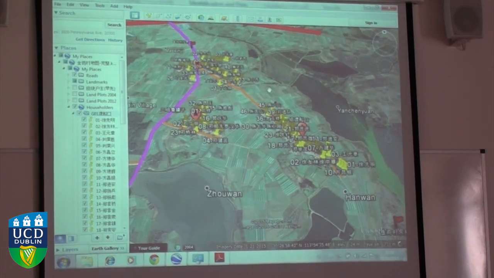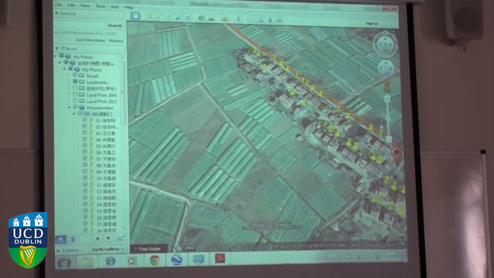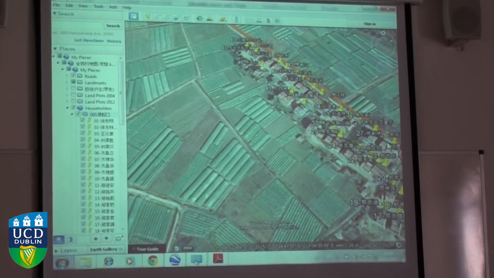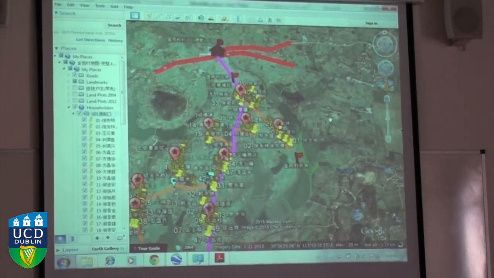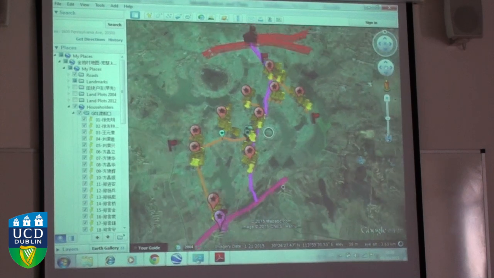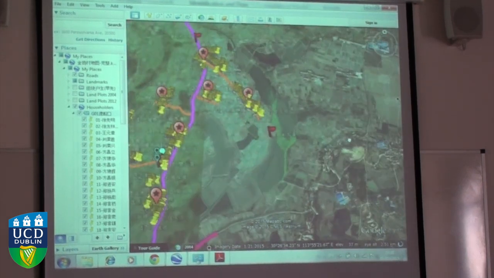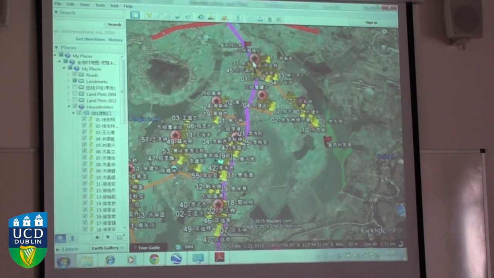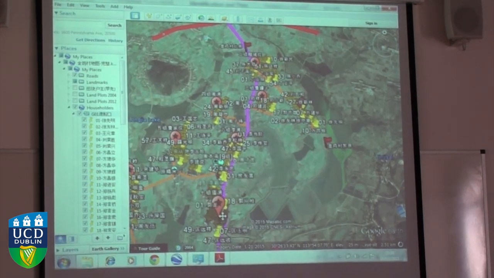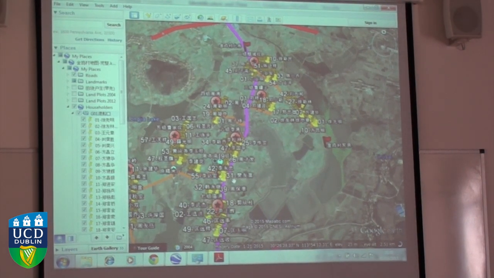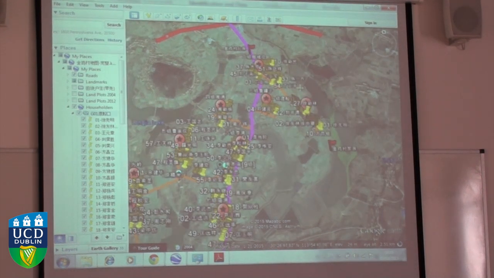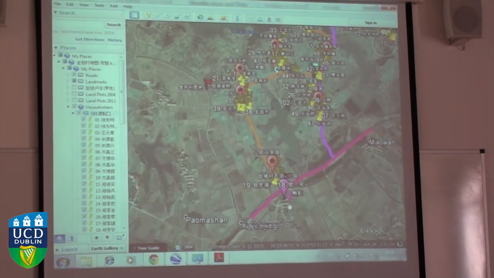Very quickly, this is the village. Zoom in. Okay, so this is the whole village. The groups are located along the village road, which is this road. This is the major village road. And here is group one, and group two, three, four, 5, 6, 7, 8, 9, 10. So this is 8, 9, 10.